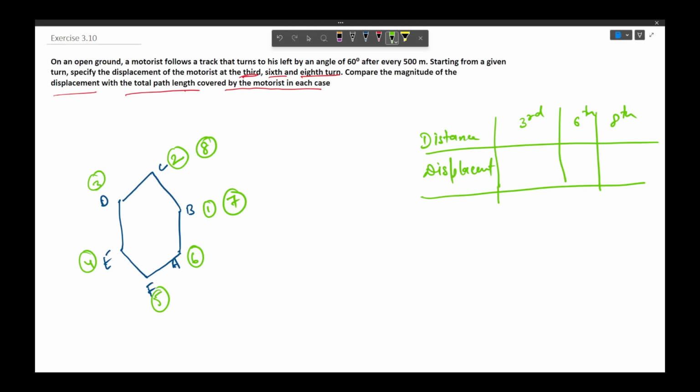So let us begin calculation of the third turn. So third turn is at point D, started from point A. So the total path length would be 500 meter. Path length would be AB plus BC plus CD, and that would give us 1.5 kilometer. So the distance is going to be 1.5 kilometer.